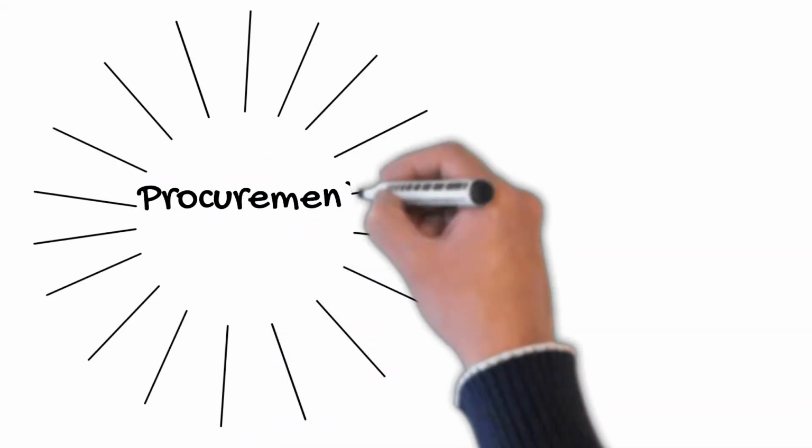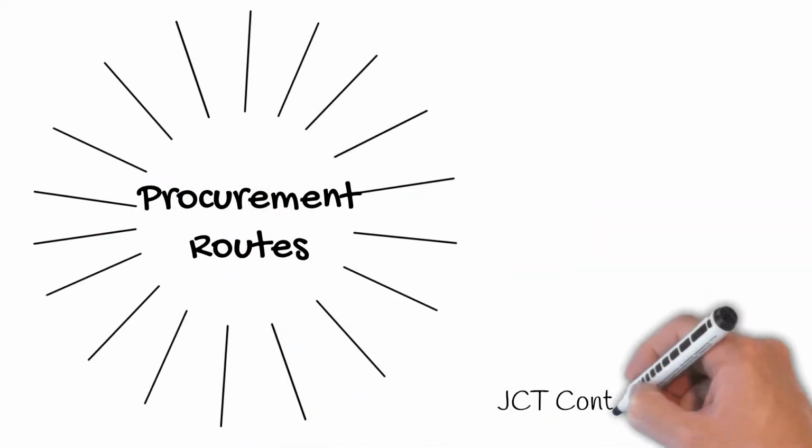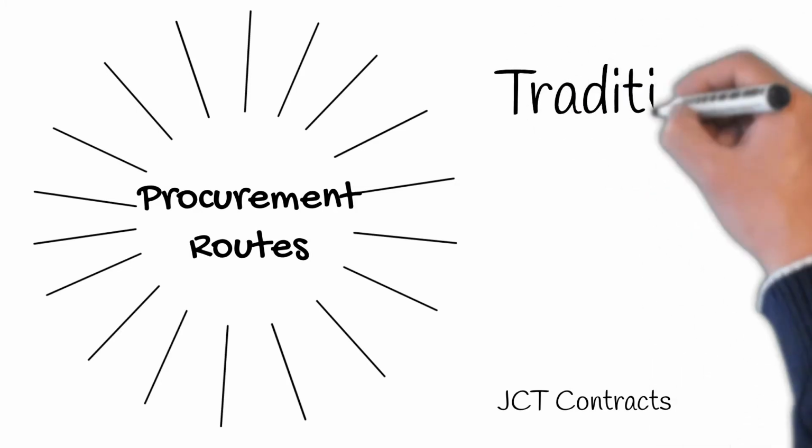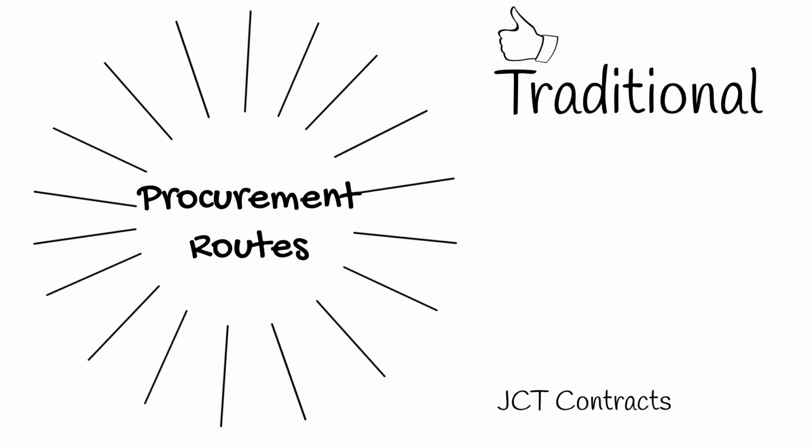There are three procurement routes which can be taken under the JCT contracts: traditional, design and build, and management. In this video, we'll dive into explaining the traditional procurement route and all the pros and cons that go along with it.